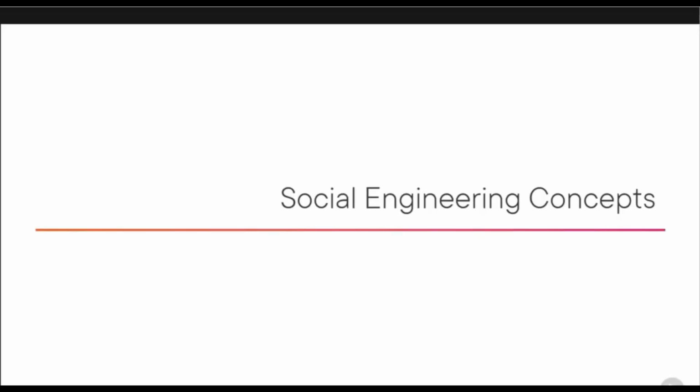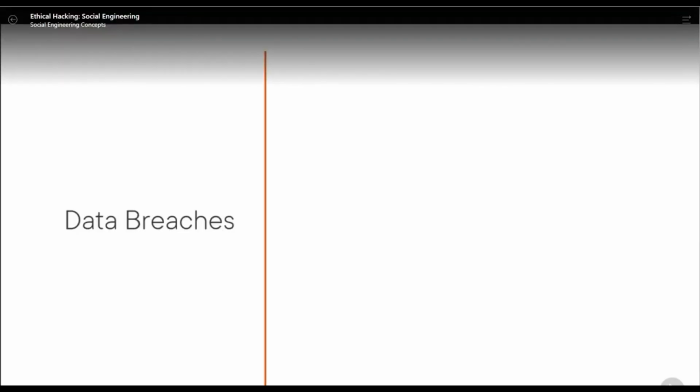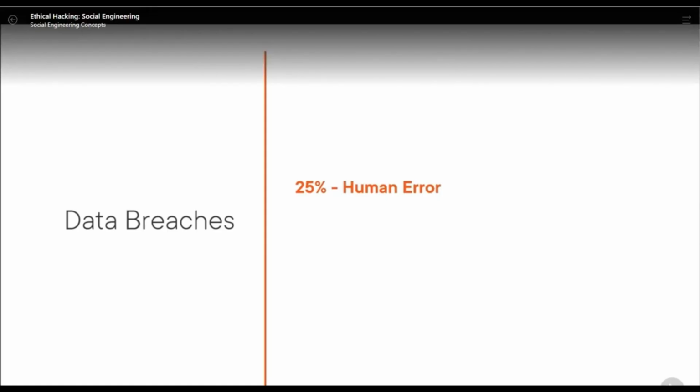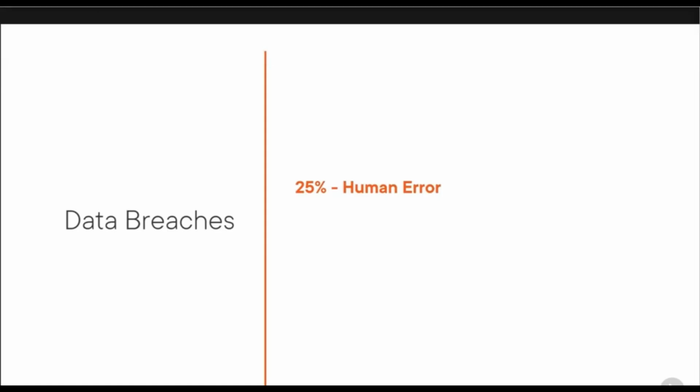Social engineering concepts. Let's talk a little bit about data breaches. What are the main causes of a data breach, and how does this relate to social engineering? Roughly 25% of all breaches are caused by human error. While some of that is certainly someone making an honest mistake, I'd argue that a lot of human error factors come from performing actions that someone else directed you to perform. That is social engineering in practice.